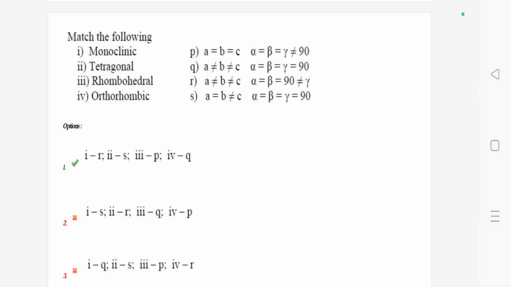Monoclinic: A not equal to B not equal to C, alpha equal to beta equal to 90 not equal to gamma. Tetragonal: A equal to B not equal to C, alpha equal to beta equal to gamma equal to 90. Rhombohedral: A equal to B equal to C, alpha equal to beta equal to gamma not equal to 90. Orthorhombic: A not equal to B not equal to C, alpha equal to beta equal to gamma equal to 90.